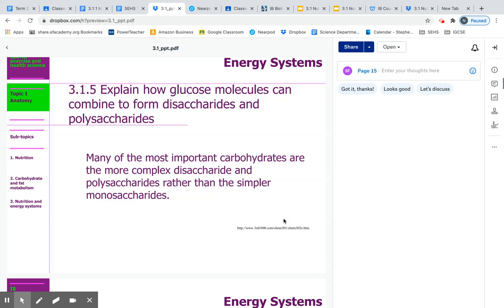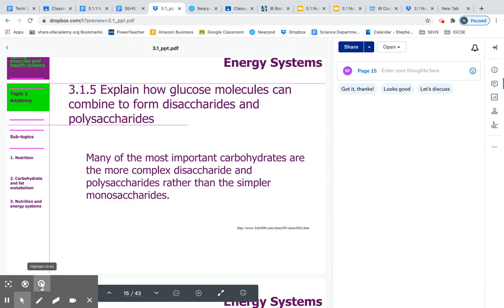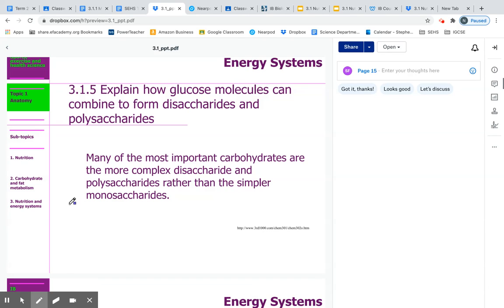So this topic 3.1 basically is introducing sugars, fats, and proteins. And you guys did a reading on sugars, but let's just make sure that we got it. So this is a good way to maybe summarize. So 3.15 wants us to be able to explain how glucose molecules can combine to form things called disaccharides and polysaccharides. So let's just draw glucose like real simple.